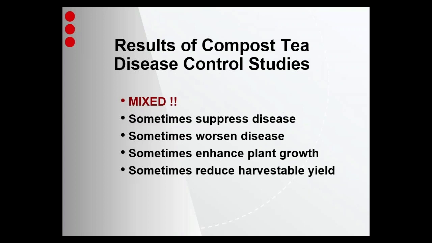There are also some studies showing that compost teas contain plant hormones. So that's another method whereby they might be increasing plant growth in some studies. There are some studies that have shown reduced harvestable yield, as well as some that show increased harvestable yield, and some studies showing that there simply has been no effect.